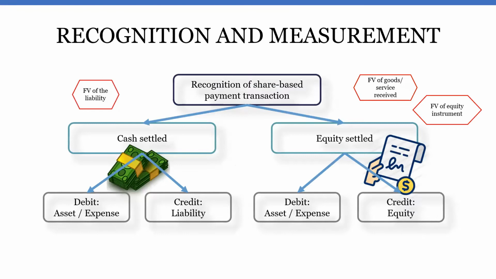We recognize share-based transactions. So, it can be cash settled, or it can also be equity settled. If cash settled, we debit the asset or the expense account and credit liability. Then the measurement is the fair value of the liability. If equity settled, we debit the expense and then credit equity, and the measurement is the fair value of the goods or services received, or if that is not available, the fair value of the equity.